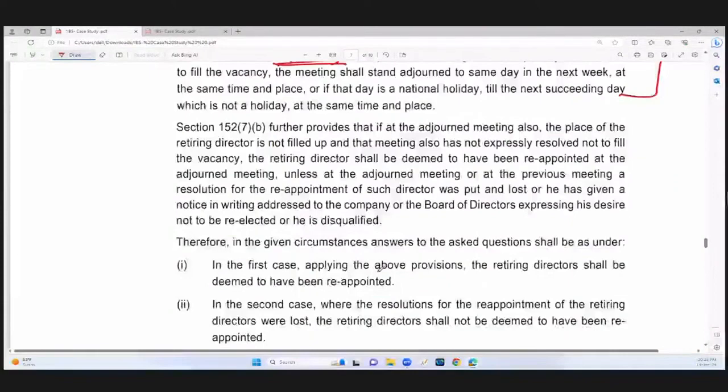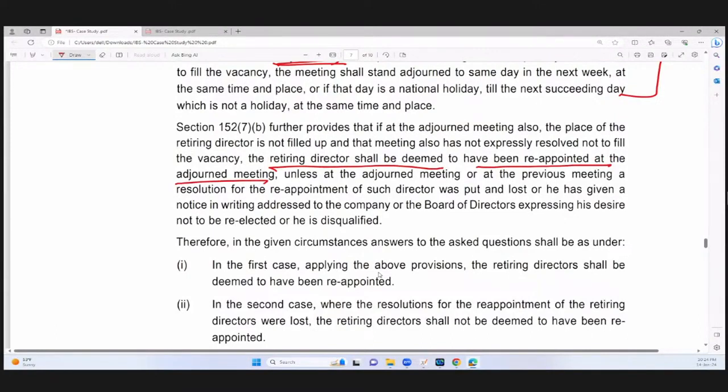Further, 152(7)(b) क्या कहता है? It further provides that if at the adjourned meeting also the place of retiring director is not filled up and the meeting has also not expressed resolve, अगर AGM के अंदर और in the adjourned meeting के अंदर this vacancy has not been filled up, then what will be the case? Then the retiring director shall be deemed to have been reappointed at the adjourned meeting.